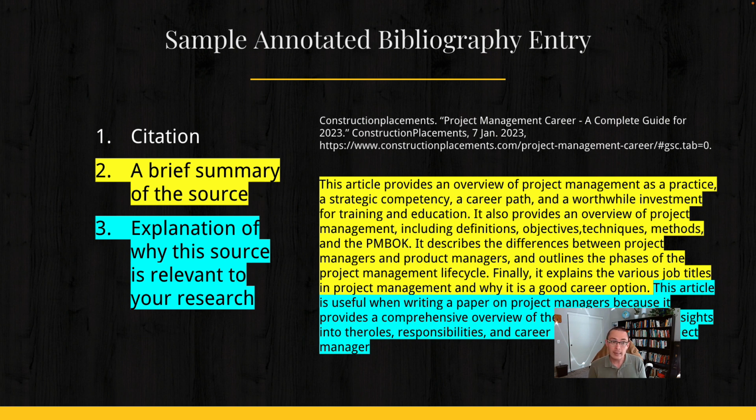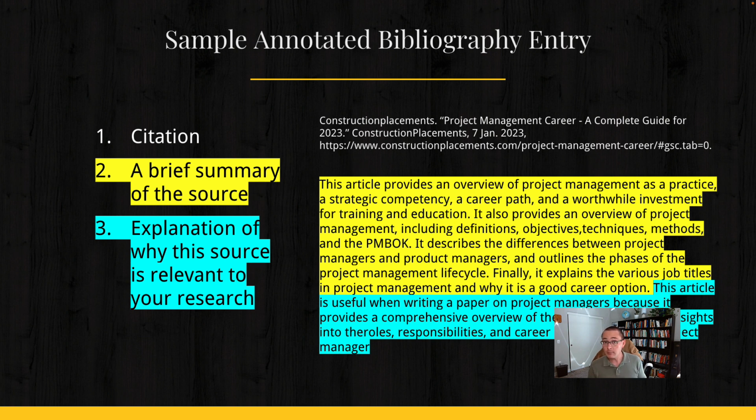The text that's highlighted in yellow is the summary of the source. And in this case, it's a fairly extensive and detailed summary. Everything that's written in that summary, I think, could be included in the student's report when they're talking about this source. They're basically introducing the reader to say, here is what is in Project Management Career, a complete guide for 2023, this publication. And then finally, the text that's highlighted in blue at the very end is the explanation of relevance.